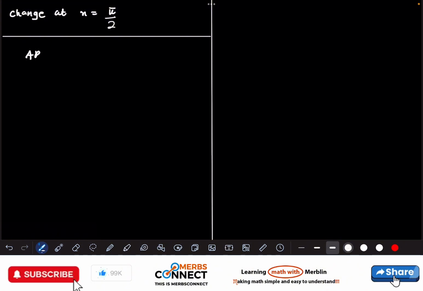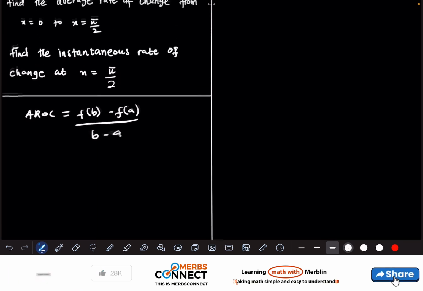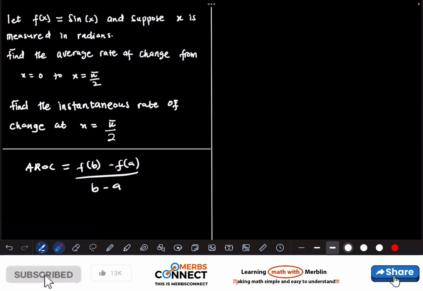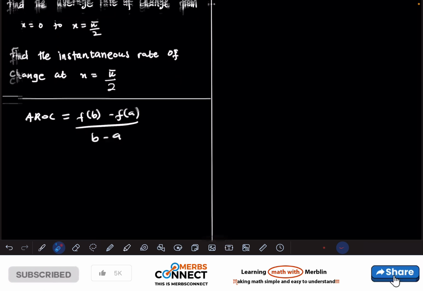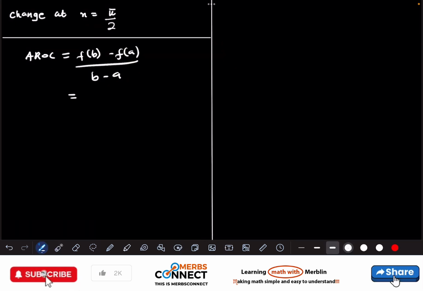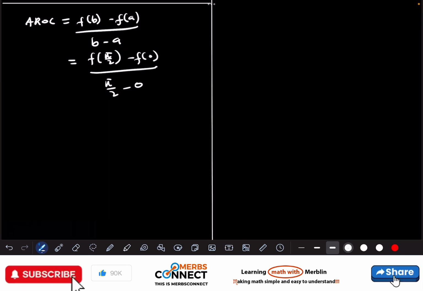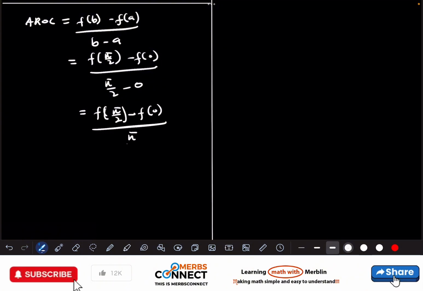So the average rate of change is equal to f of b minus f of a divided by b minus a, right? So what is b? b is pi on 2. What is a? a is equal to 0. So what are we going to have? We are going to have f of pi on 2 minus f of 0 divided by pi on 2 minus 0. Let's simplify. We have f of pi on 2 minus f of 0 divided by pi on 2.